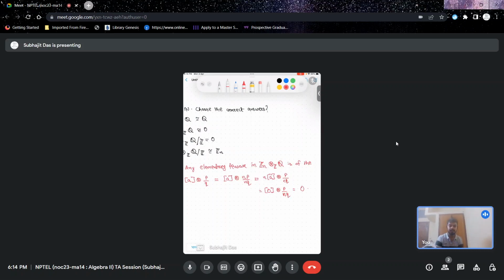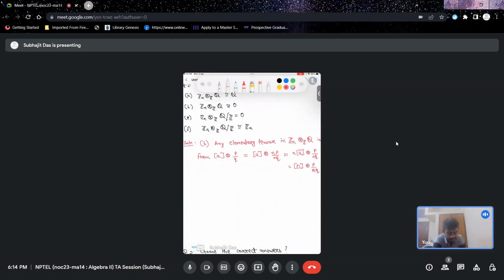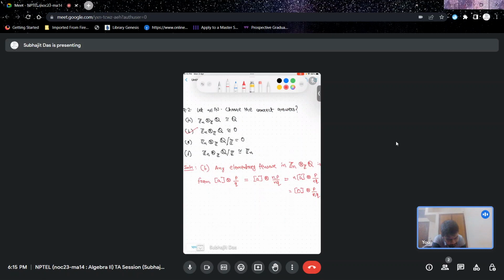Why is this 0? Because of one of the properties of the elementary tensors, right? So you take box of 0 tensored with P over NQ. This can be written as box of 0 tensored with P over NQ plus box of 0 tensored with P over NQ, because this elementary tensor is bilinear in both components, right? And hence this equation is holding in an abelian group. You can cancel out and you get 0. So option B is correct, which implies option A cannot be correct.